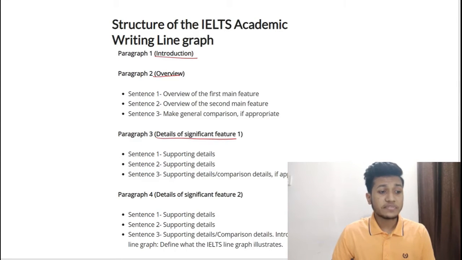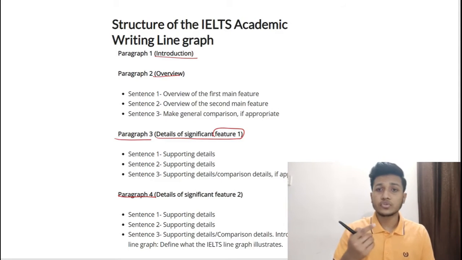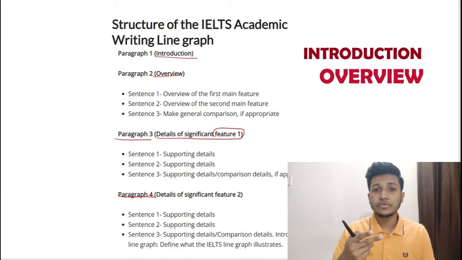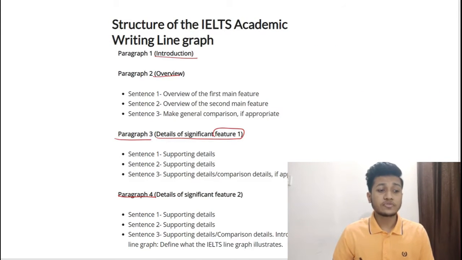Then details of significant feature 1. That means body paragraph 1 and body paragraph 2. Altogether, IELTS writing task 1 comprises 4 paragraphs. The first one is the introduction, then the overview, then body paragraph first, then body paragraph second. These four paragraphs you have to write in IELTS writing.